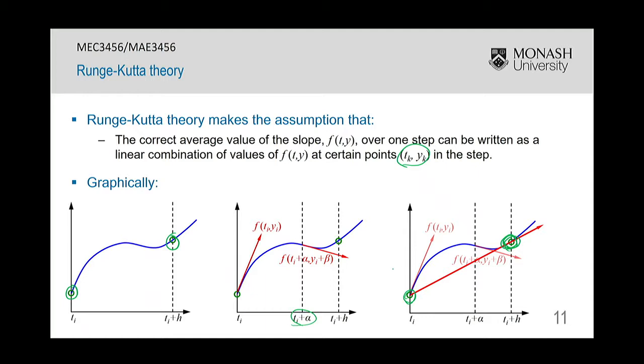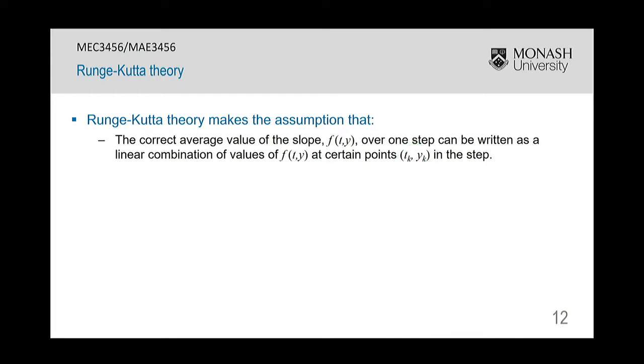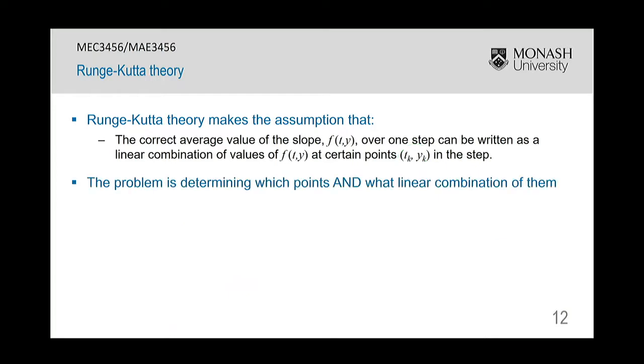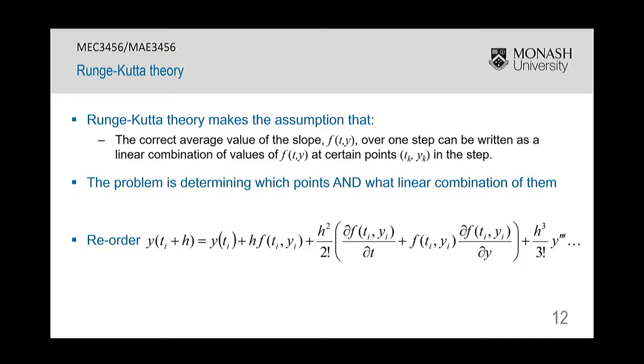Now, the particular combination of these two slopes is also something that we need to determine. It's not necessarily just an average. It can be different to a straight linear average. It'll be a weighted average of some sort. But the problem here is determining which points we need to use and exactly what kind of linear combination we need. Are they going to be equal weights, unequal weights, and how do we determine that?